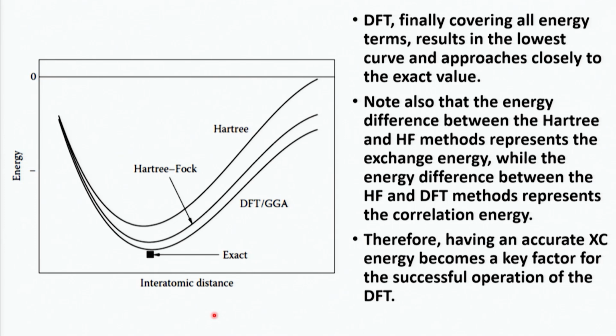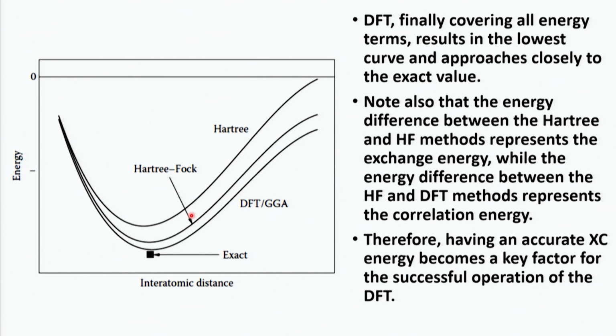So if you look at the overall case, energy versus atomic distance, we first get the Hartree energy, then we can use the Fock approximation, which goes further down. Okay, then the exact ground state energy is here. But if we use density functional theory, we come closer to this because we are considering the correlation energy. So this is the correlation energy, and this difference between Hartree and Hartree-Fock is the exchange energy. Okay.